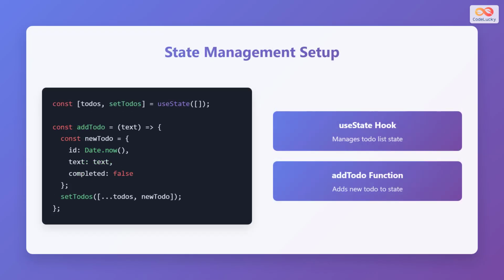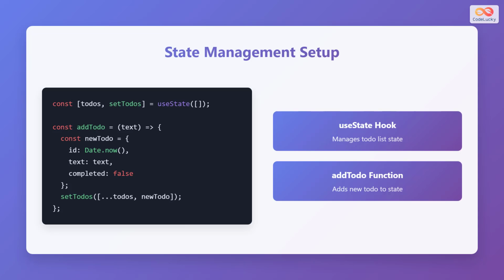To manage the state of our to-do list, we'll use the useState hook. We initialize a state variable called todos with an empty array. This array will hold all of our to-do items. We also define a function called setTodos, which will allow us to update the todos array.